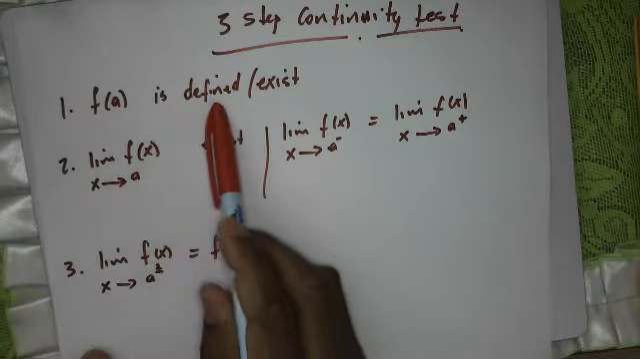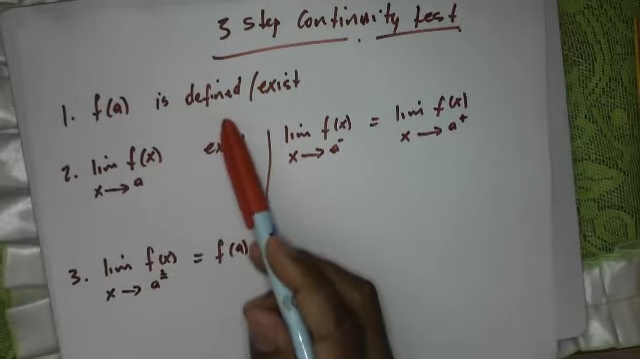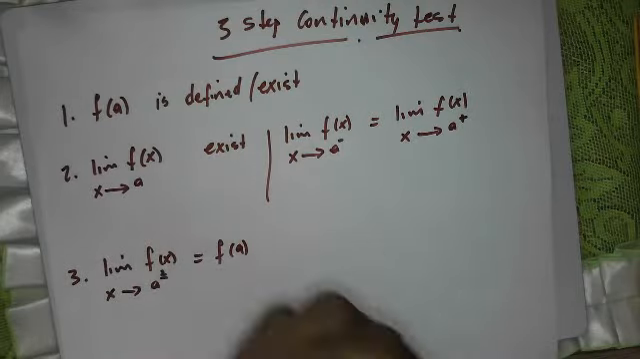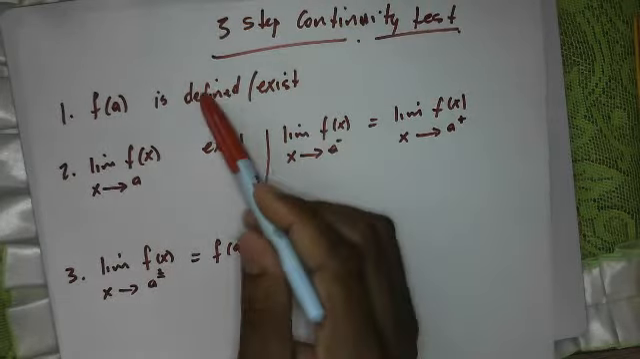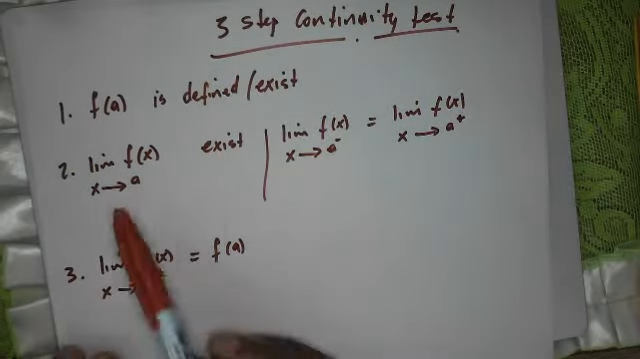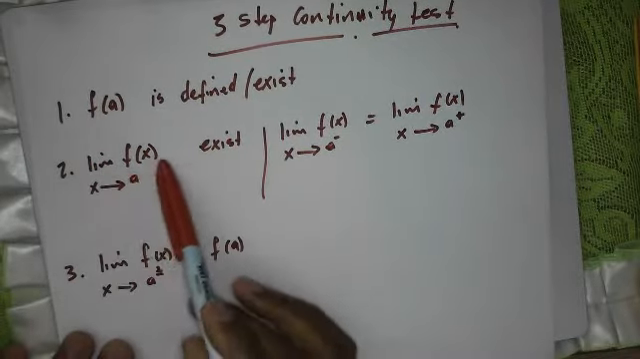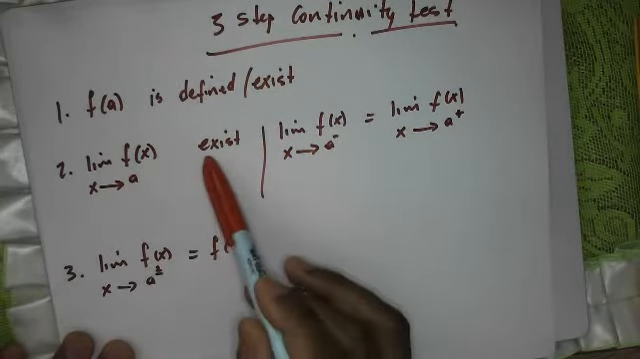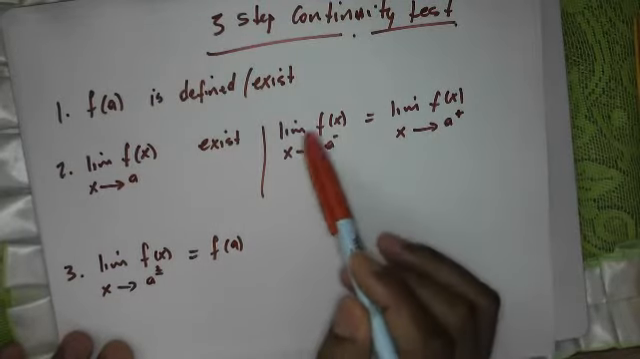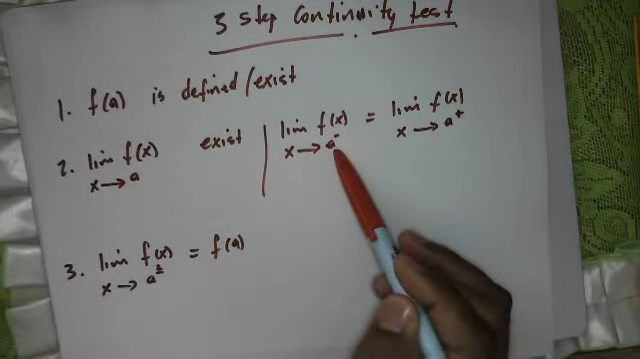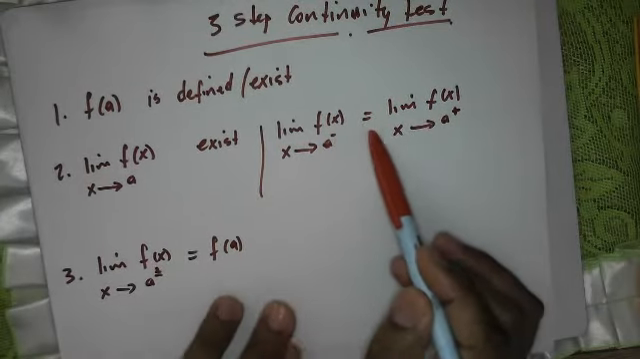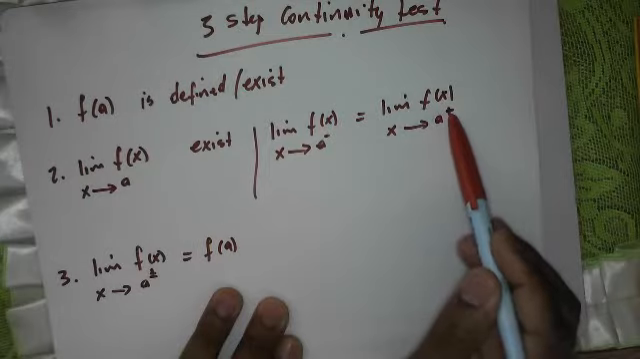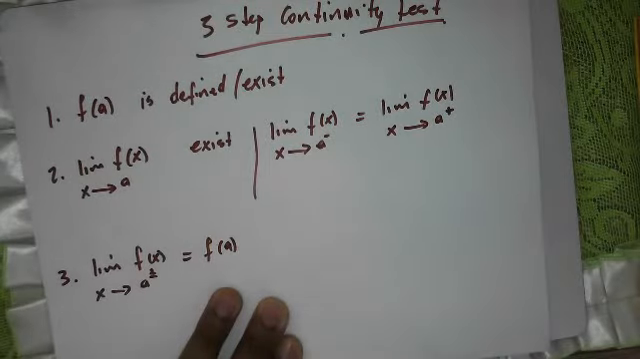If f of a is defined, meaning that when you evaluate the function at that number that is common in the constraint, if you get an actual number as your result, then it exists, it's defined. Okay? Or two, if the limit of f of x as x approaches a, and as we said before, a is that common number, exists, meaning that if the limit of f of x as x approaches a from the left side, that's what this negative means, is equal to the limit of f of x as x approaches a from the right side, that's what the positive means. If both sides are equal, then it exists.